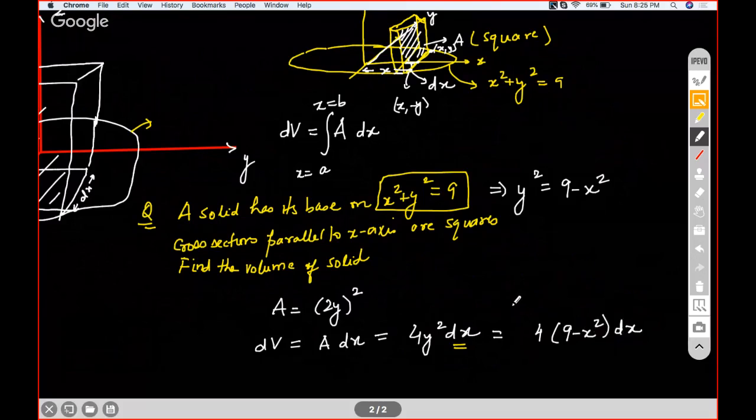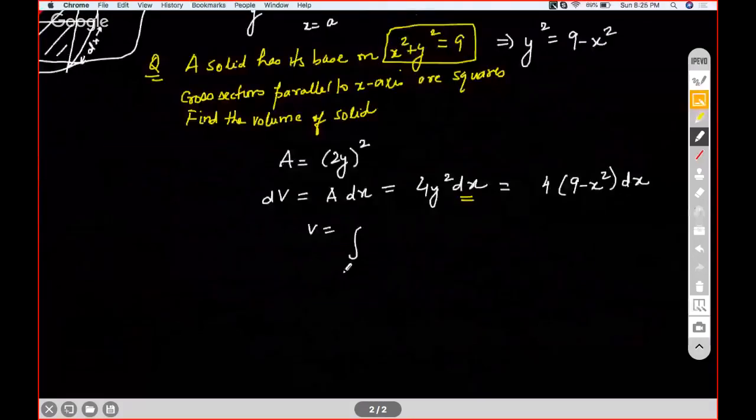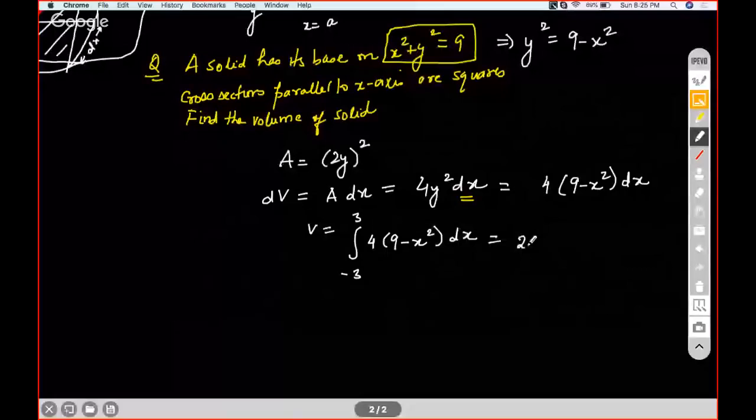Correct? Now tell me, from where to where should I integrate it? I have to integrate it from 0 to x. No, this would be minus 3 to 3. x here will be minus 3, x here will be plus 3. So in order to find the volume, I need to integrate this from minus 3 to 3, basically across the entire diameter. So you can say 2 times integral from 0 to 3, 4 times 9 minus x square dx.